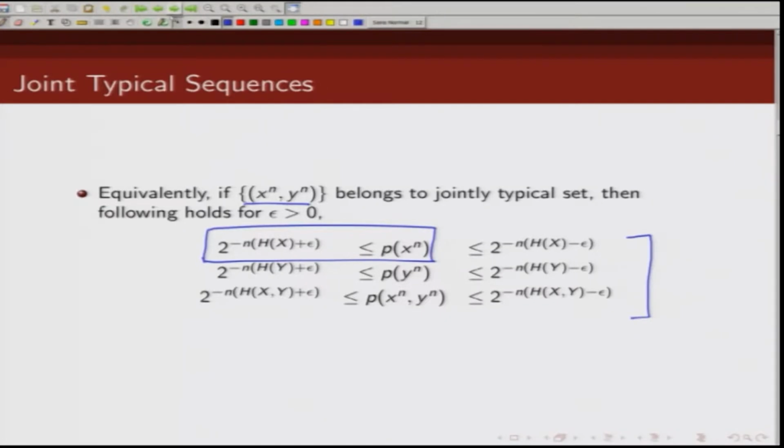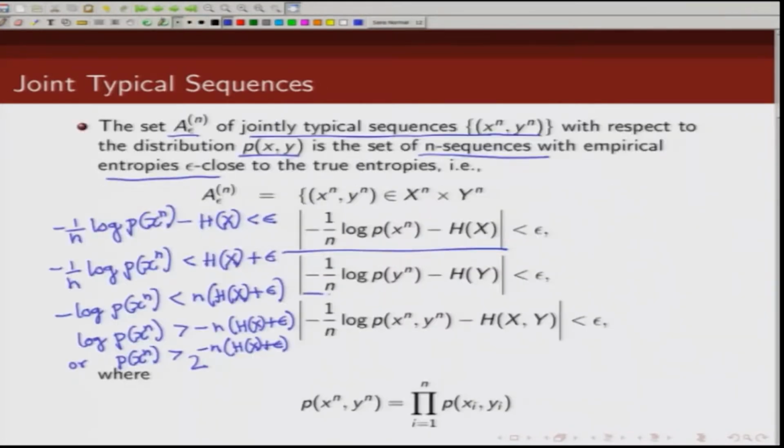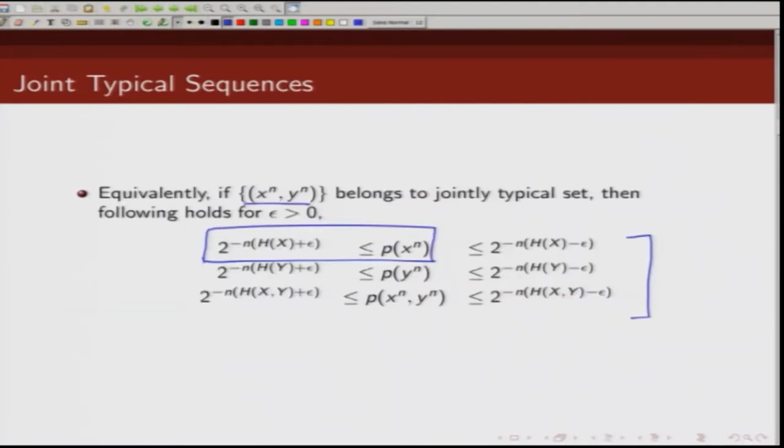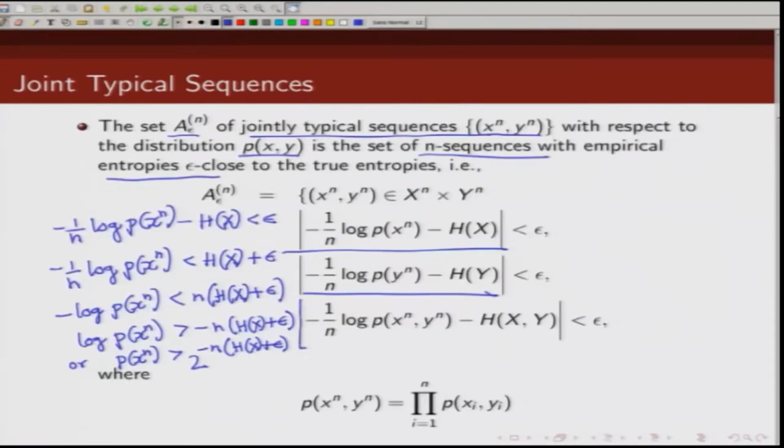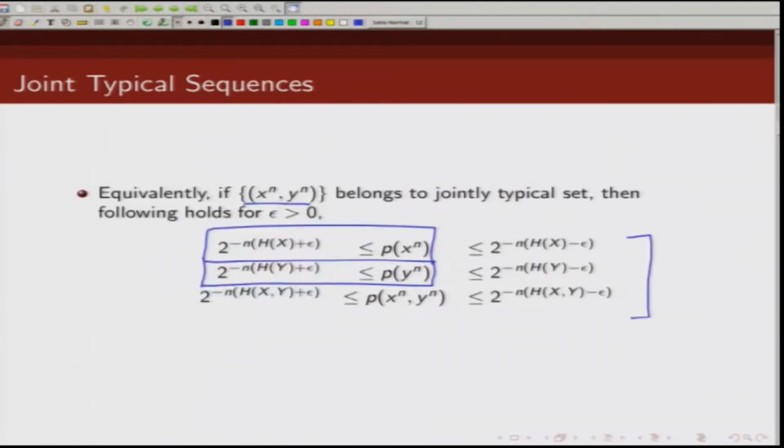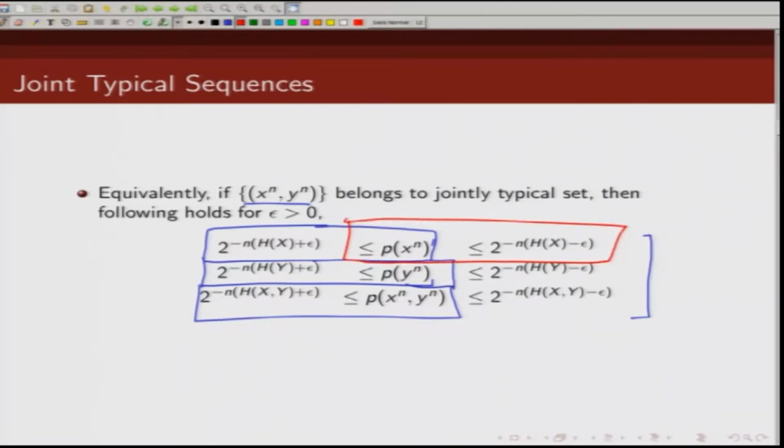Similarly, we can see from this condition we will get this one, and from this condition, following the same procedure, we will get this condition. Similarly, we can prove that P of x^n is less than or equal to 2 raised to minus n H of x minus epsilon, and we can also prove this as well as this.